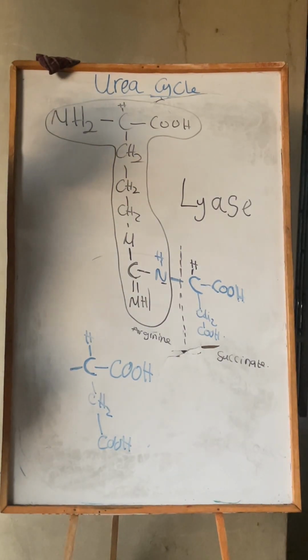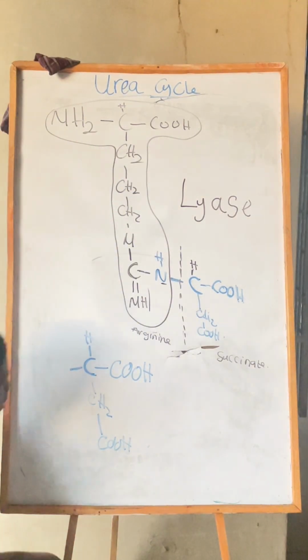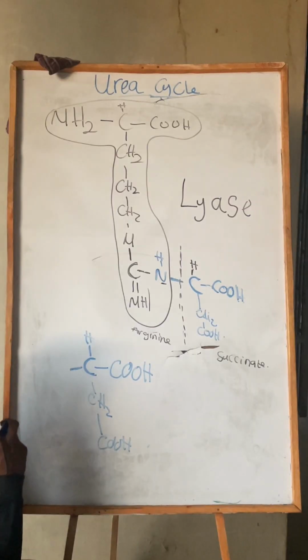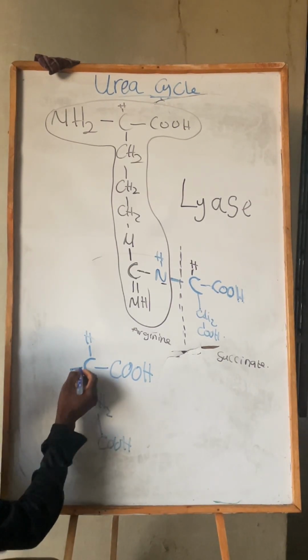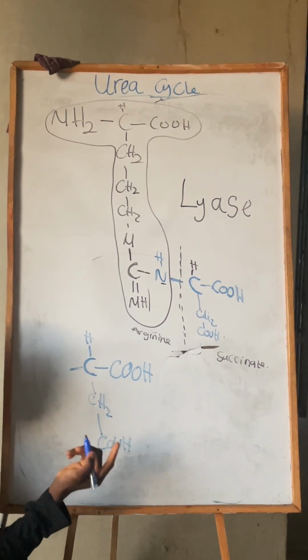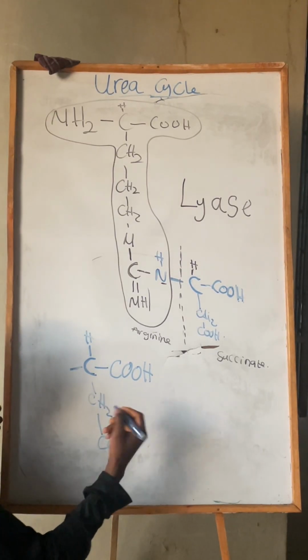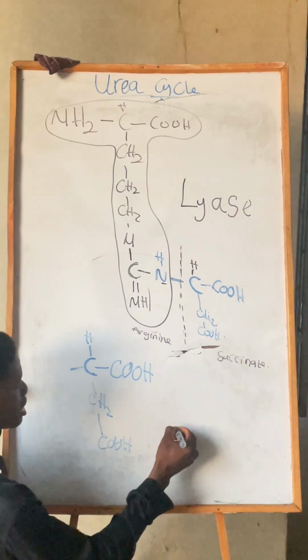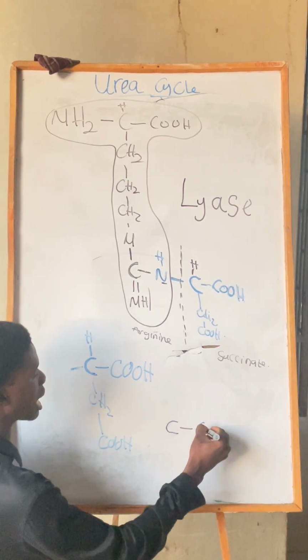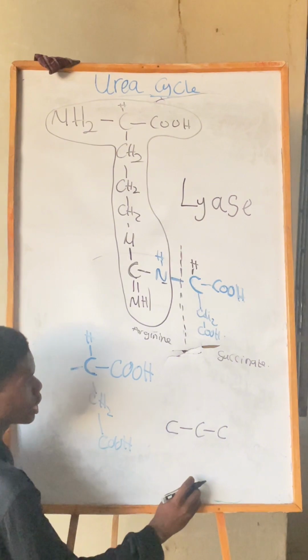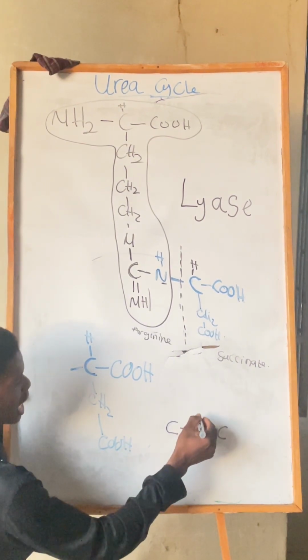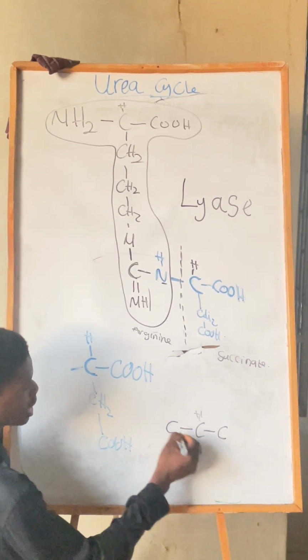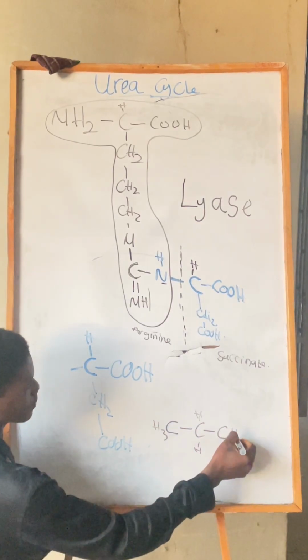Now the next thing that will happen is that this bond, don't forget your organic chemistry, your alkane and alkyne. If I have something like carbon, and I have hydrogen here, I have CH3 here, I have CH3 here.